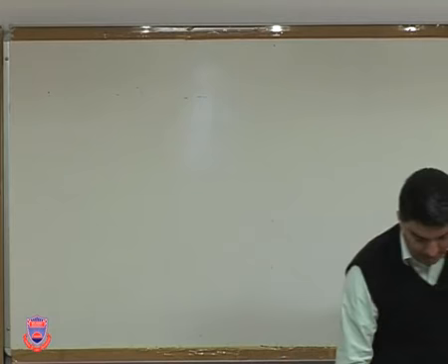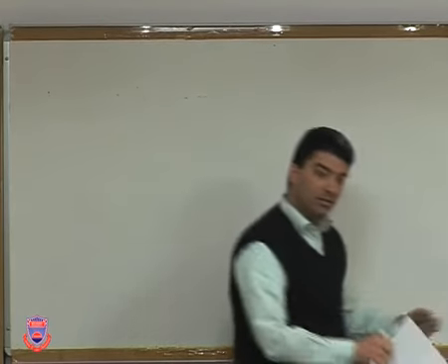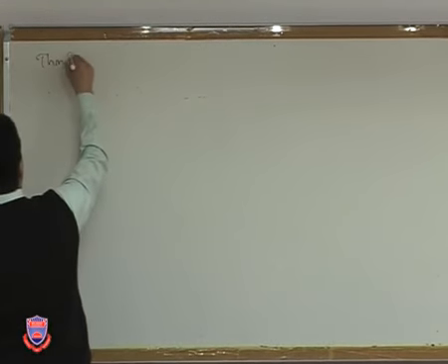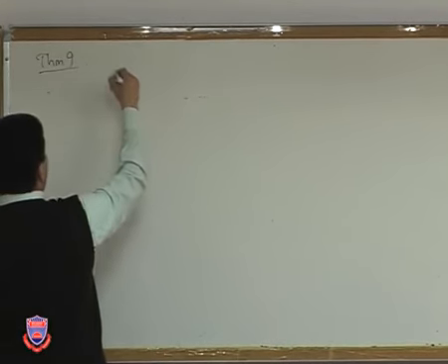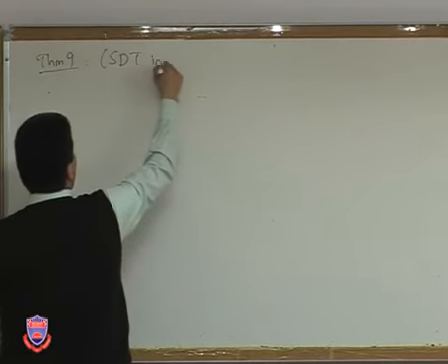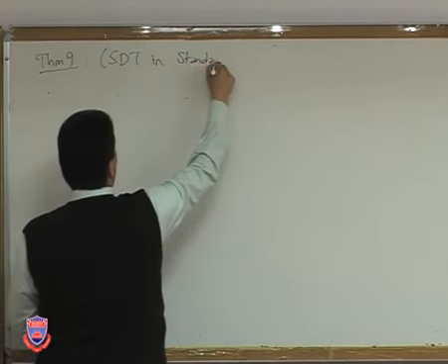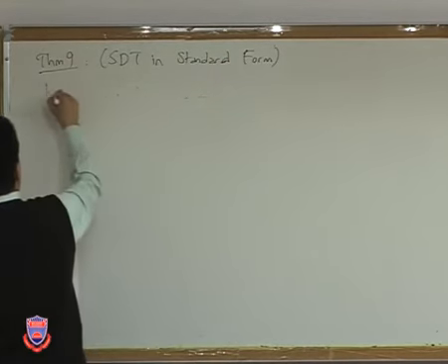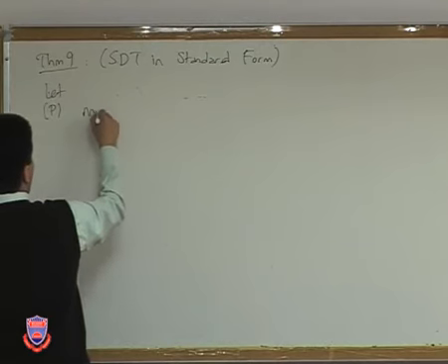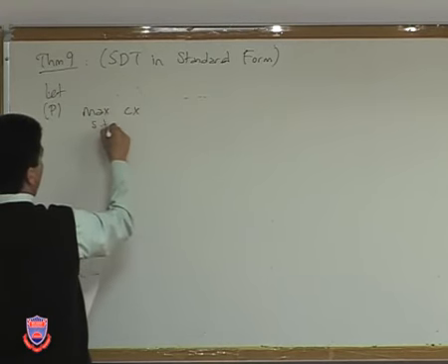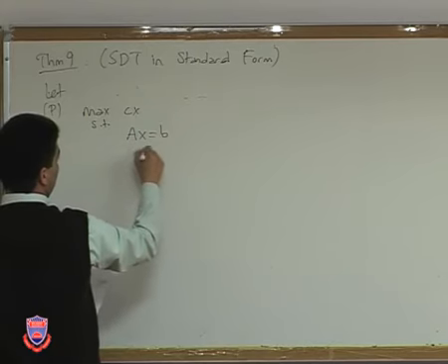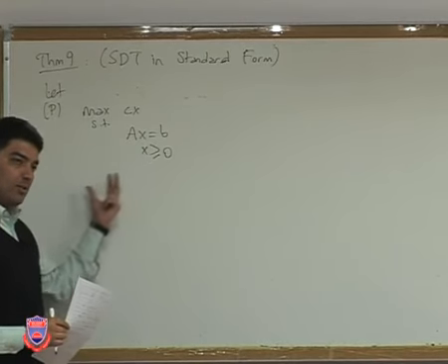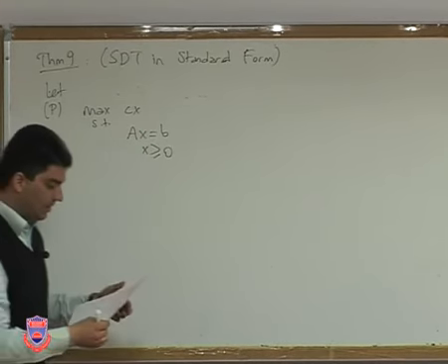All right, so now I'm going to discuss the strong duality theorem for a different form of LP problem. So this is theorem number 9: strong duality theorem in standard form. Suppose that my primal problem is given by, again, a maximization problem. But this time, suppose that it's already in standard form. We know how to convert the problem into standard form, right? So suppose that it's already in standard form.